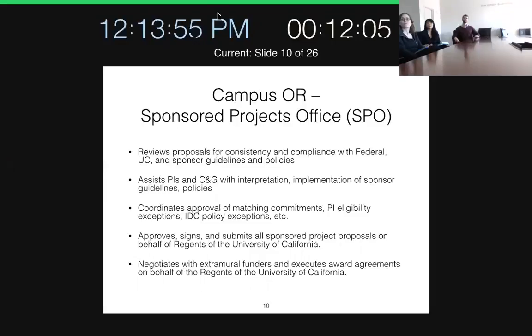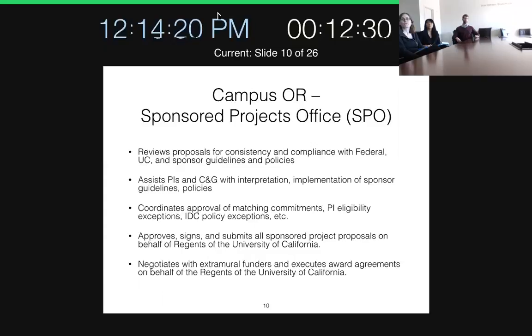Assist PIs with interpretation, implementation, and sponsor guidelines. I know it sometimes feels like we're telling you what they are, but really we're interpreting them, trying to convey what the guidelines are. Coordinates approval of matching commitments, PI eligibility, expectations, indirect cost policy, exceptions. Talk a little bit about that today.